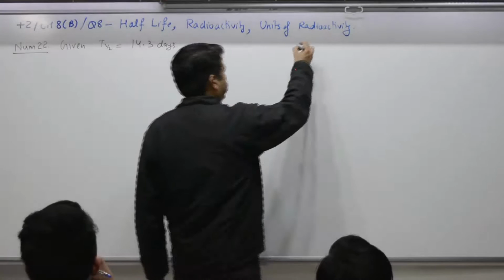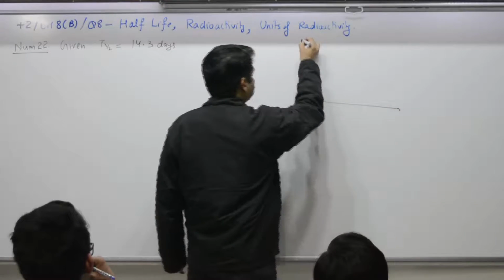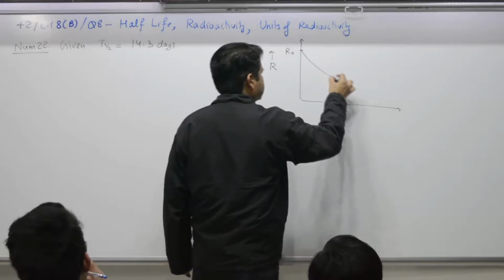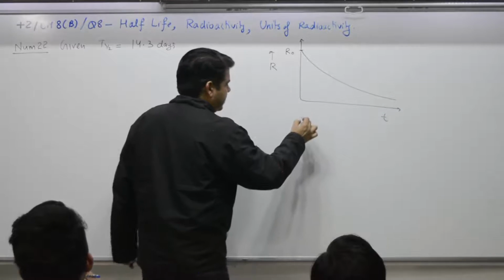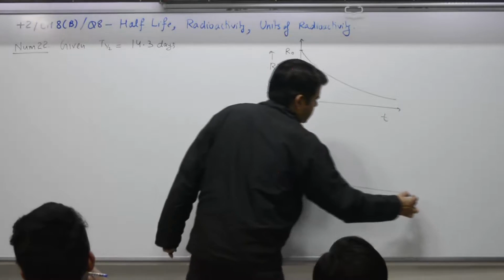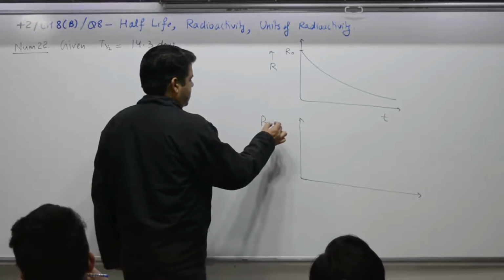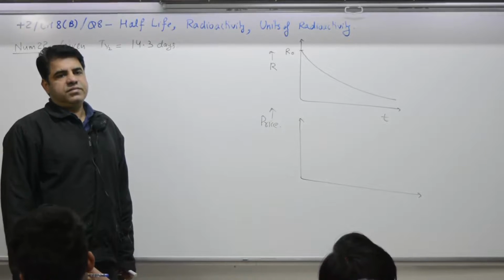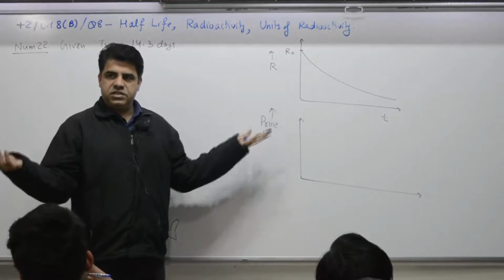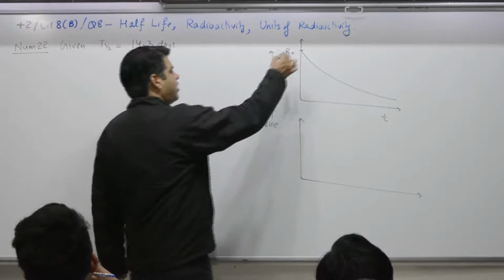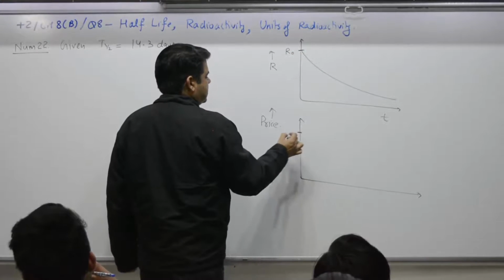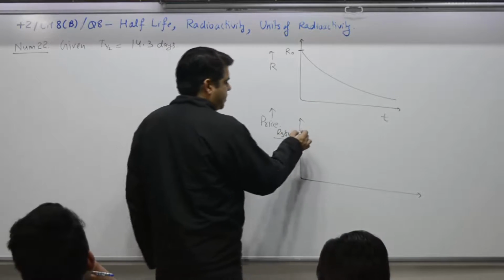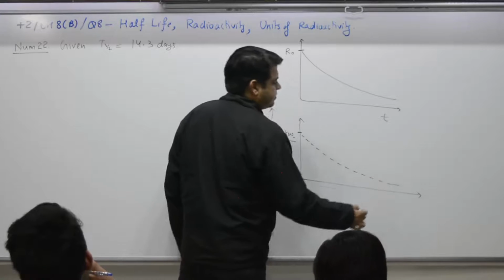Original activity R naught. Activity at any time will decrease exponentially with time. And the price also depends on activity. Higher activity means high price. Original activity was R naught. What was the original price? Rupees 800. As the activity decreases exponentially, the price also decreases exponentially.